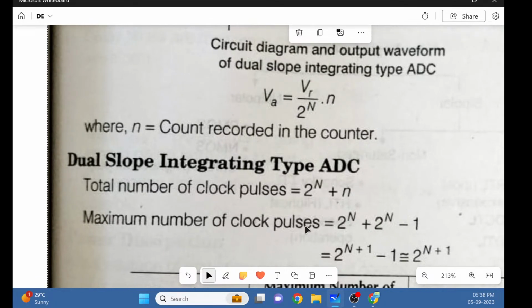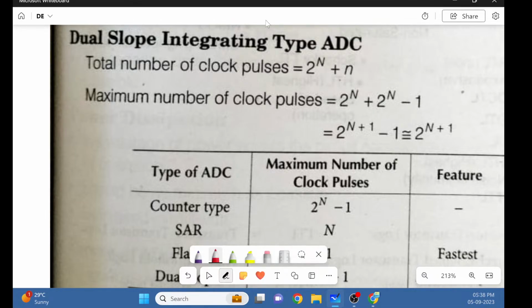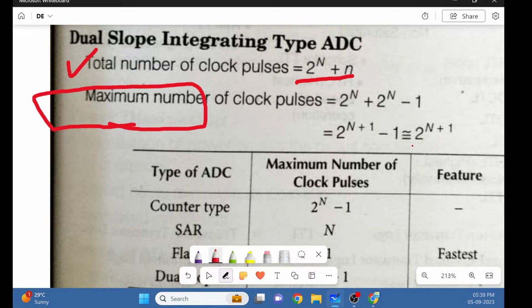VA is equal to VR divided by 2 raised to n into N, where N is nothing but the count recorded in the converter. Now you can see the basic formulas that are required for a dual slope integrating type ADC. The first one is the total number of clock pulses required, which is nothing but 2 raised to n plus 1, right? And the maximum number is approximately 2 raised to n plus 1.